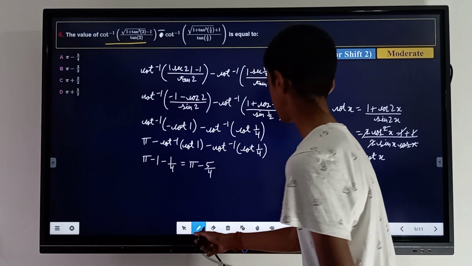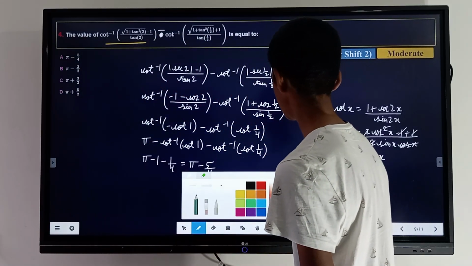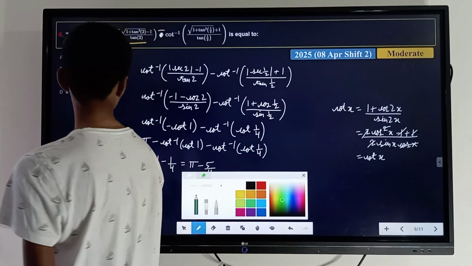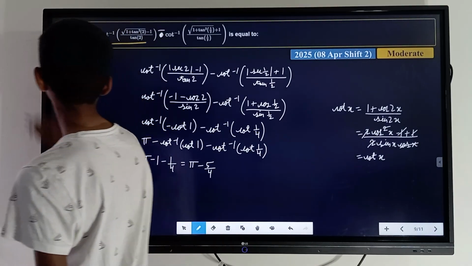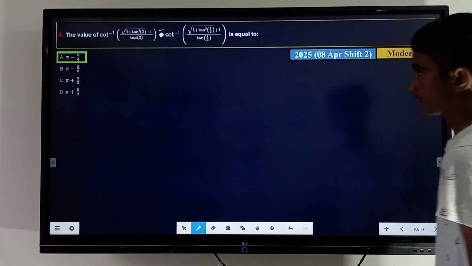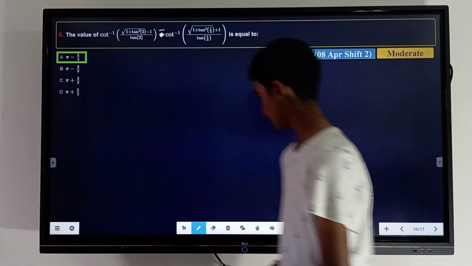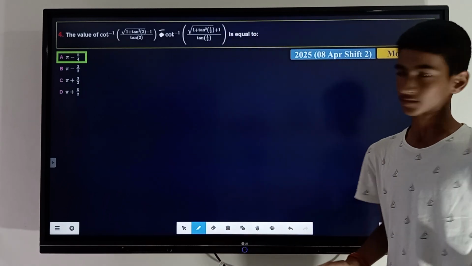So from here our answer will be option A. And here is our solution, and we can see that our answer is correct.